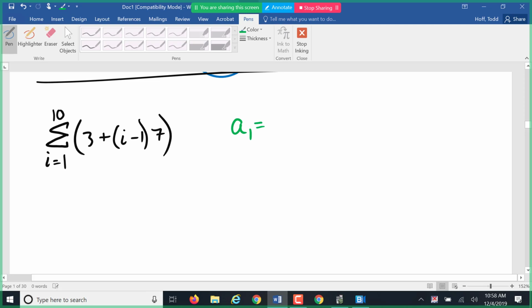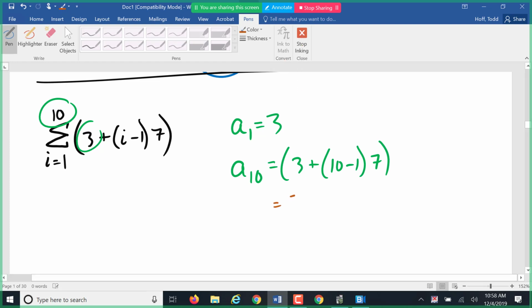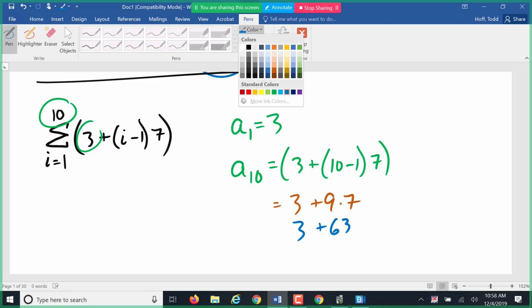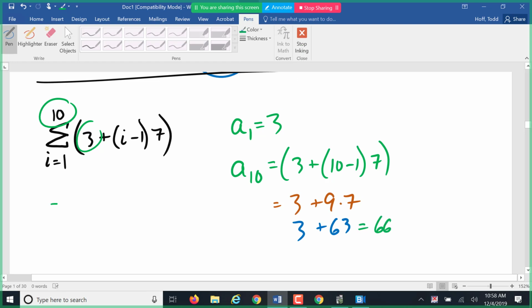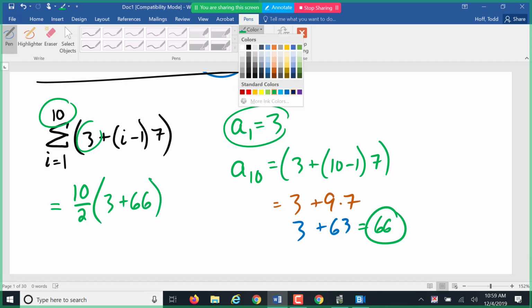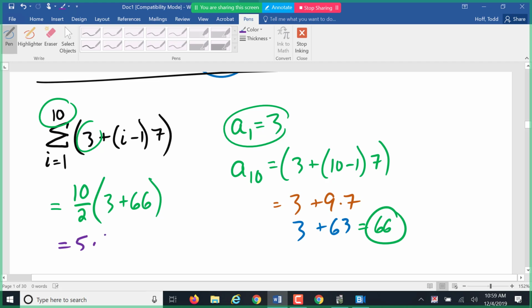First of all, a1 is just going to be the 3. n equals 10, so a10 is going to be 3 plus 10 minus 1 times 7. So that'll be 3 plus 9 times 7, which is 3 plus 63, which will give us 66. So the formula for this: n is 10 over 2 times a1 of 3 plus a10 of 66. 10 over 2 is 5. 3 plus 66 is 69. So that is 345 is what that multiplies out to be. So that is the sum. Any questions on finding that finite sum of that arithmetic sequence?